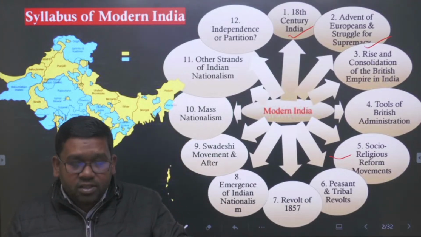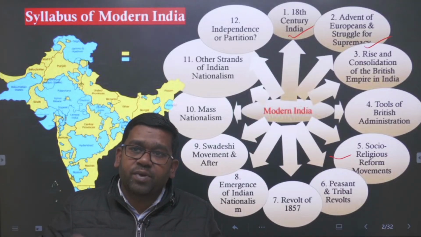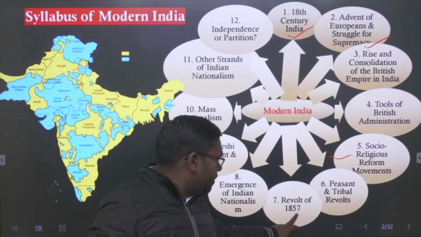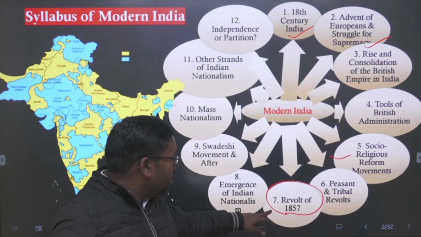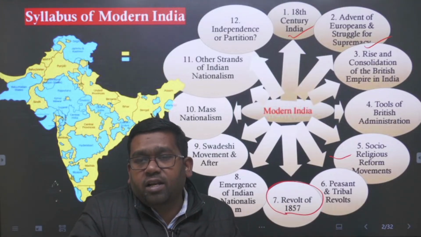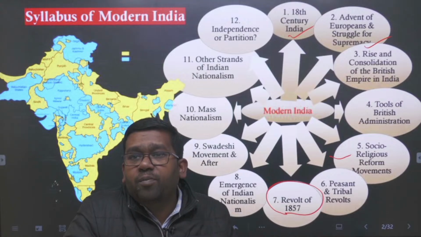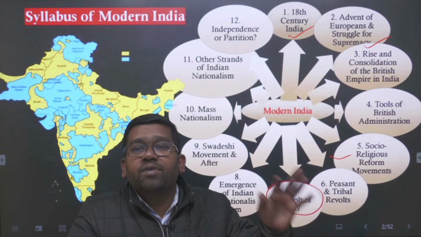The first topic is: what are the major causes of the 1857 revolt? In these major causes, what we generally study are the economic causes, political causes, social causes, and religious causes. But the most important question on 1857 is the nature of the 1857 revolt.